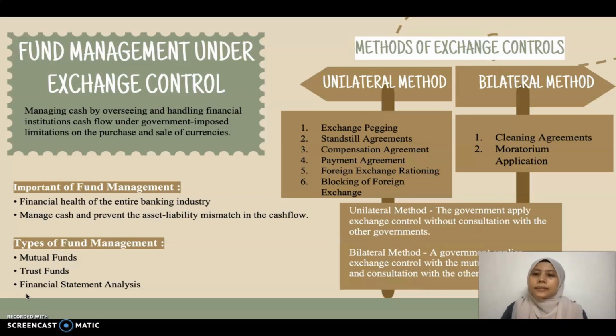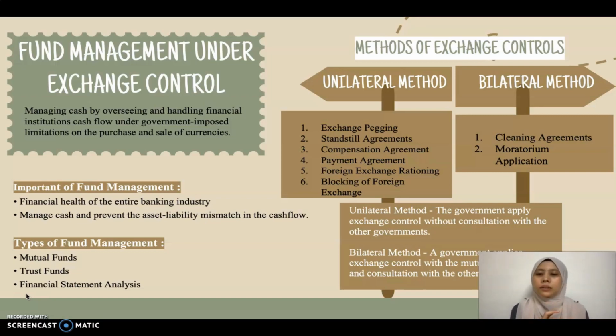There are two methods under exchange control. The first one is unilateral method, and the second one is bilateral method. Unilateral method means that the government applies exchange control without consultation with other governments, such as exchange pegging, standstill agreement, compensation agreement, payment agreement, foreign exchange rationing, blocking of foreign exchange.